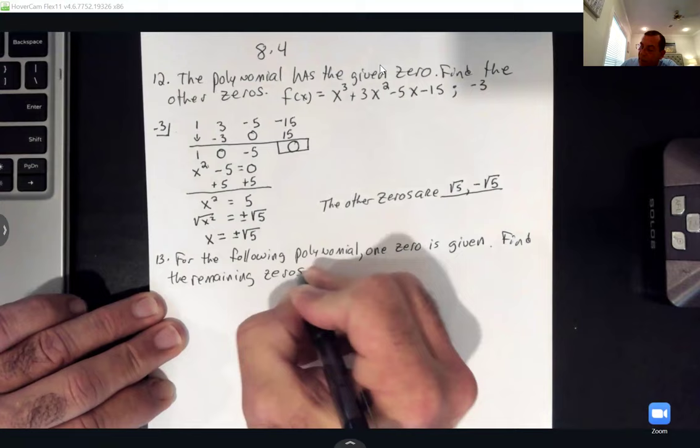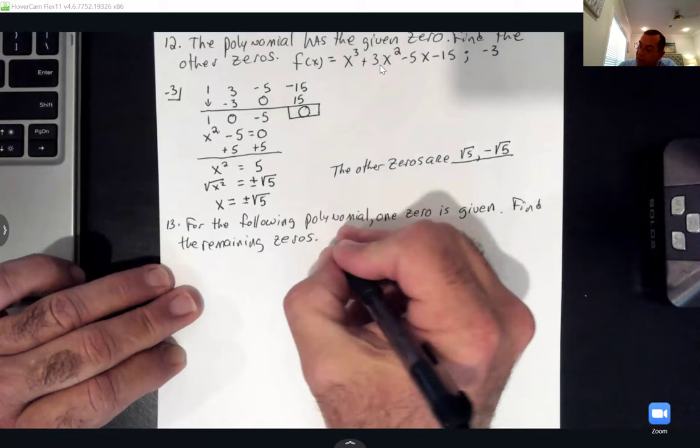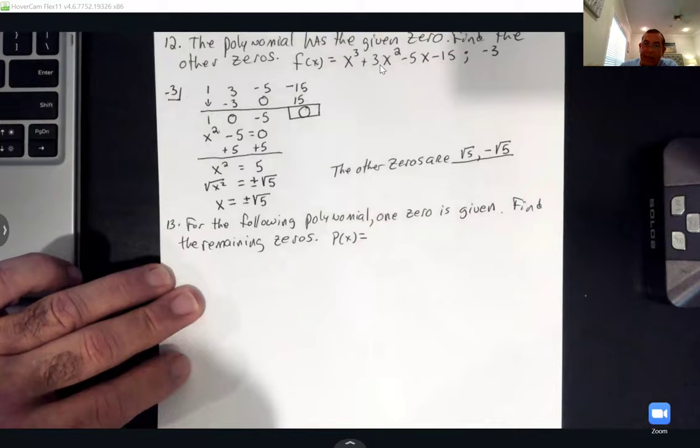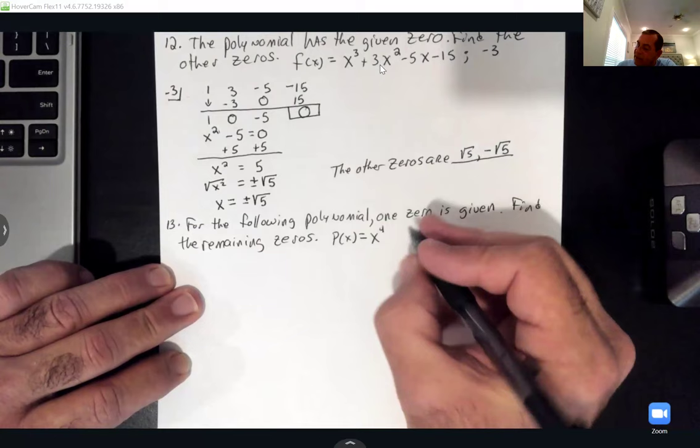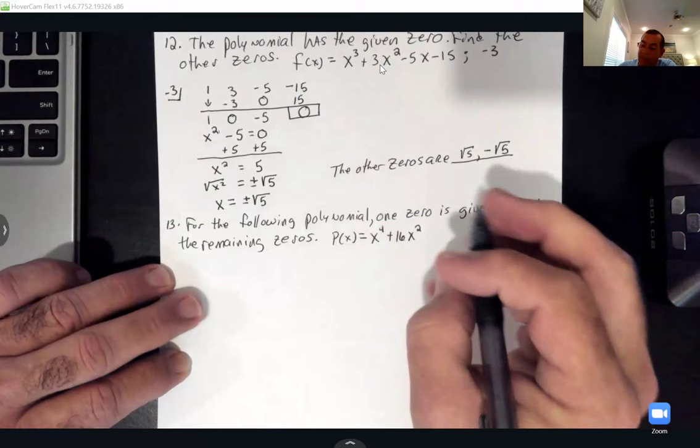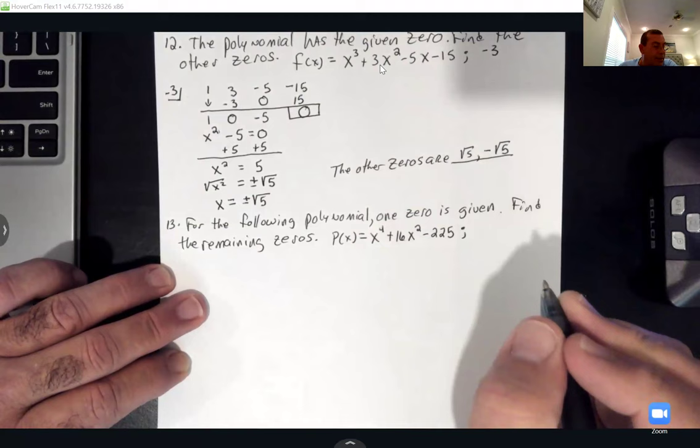All right, so I'm going to pull that down a little bit. So let's see, on this one, they're giving me P of x equals x to the fourth plus 16x squared minus 225. Now, the zero they're giving me, they're saying that 5i is a zero.